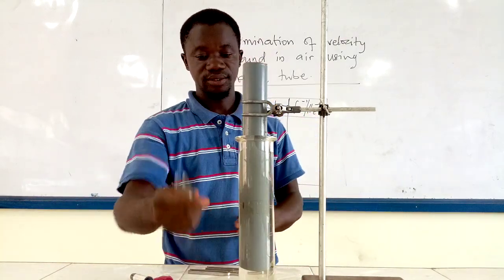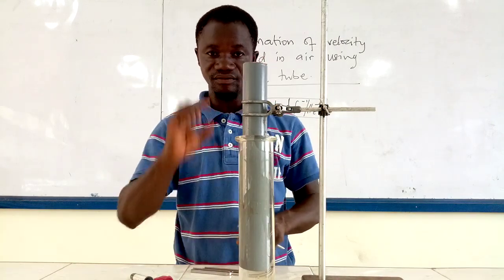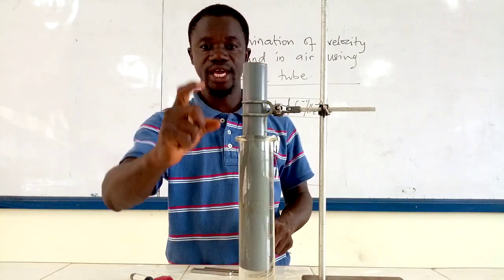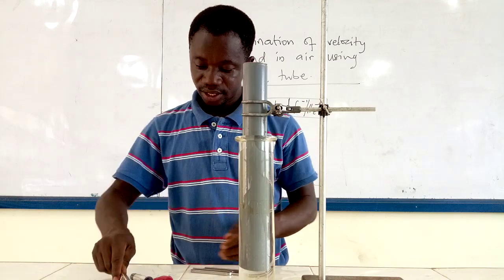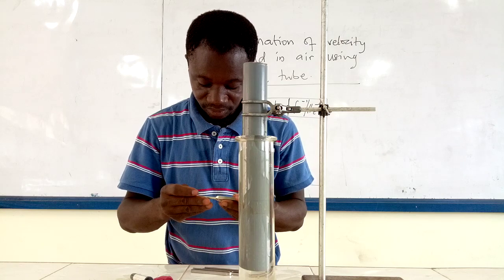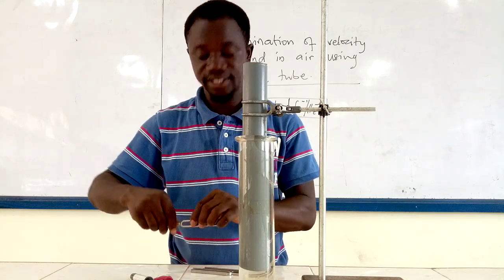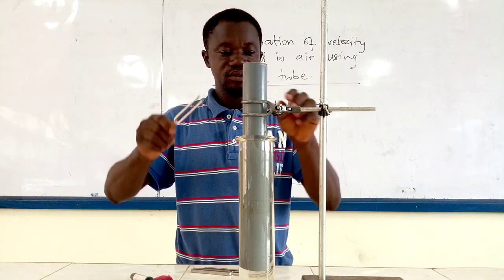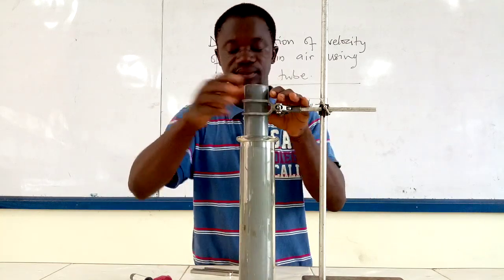Then I'll pick another one. So you continue to do this until all the lengths at which resonance is occurring are obtained. Good. So the next one is 426. Sorry, let me unscrew this one. 426.